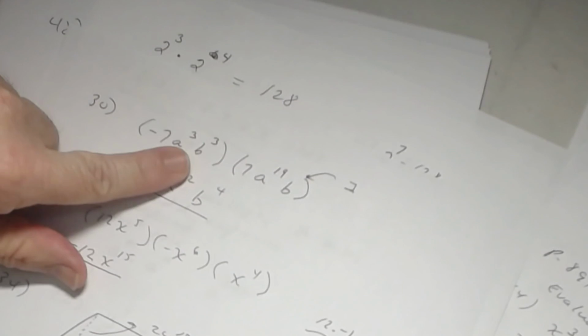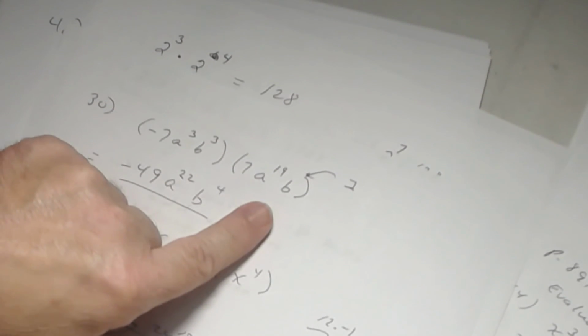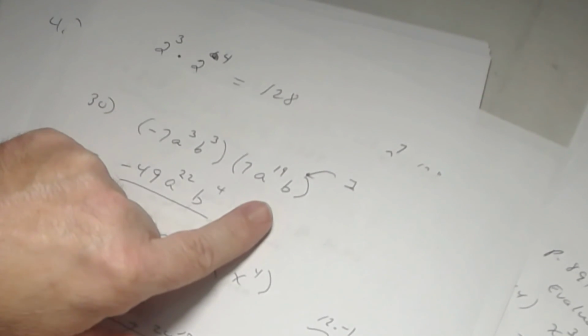Now, if you remember, the long way would be a cubed means a times a times a, right? A to the 19th means a times a how many times? Altogether, how many a's do I have? 22. Now, the b's. This is b times b times b, and this is b. Altogether, how many factors of b do I have? 4. All right?